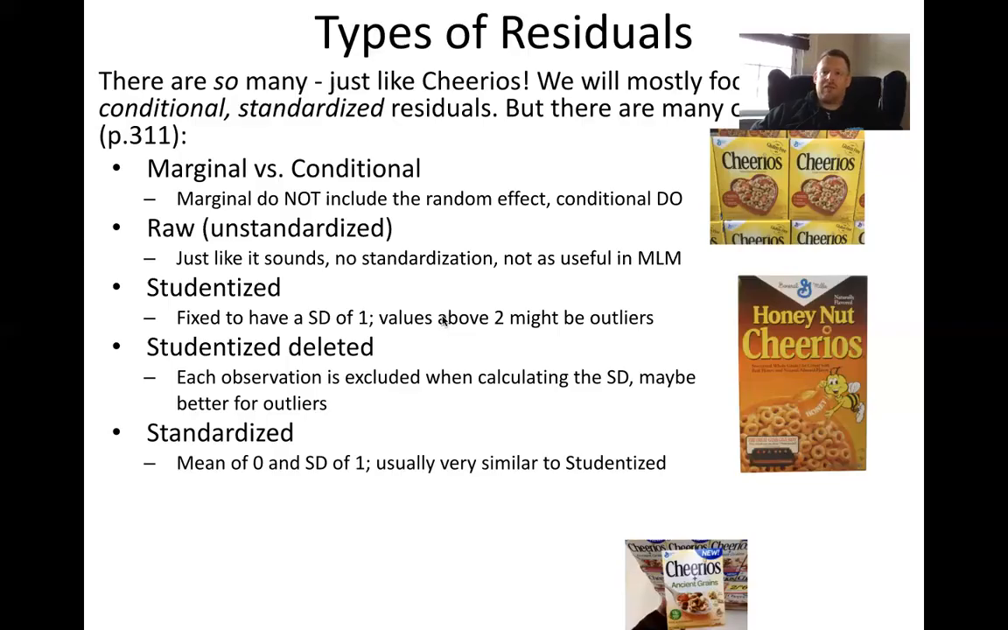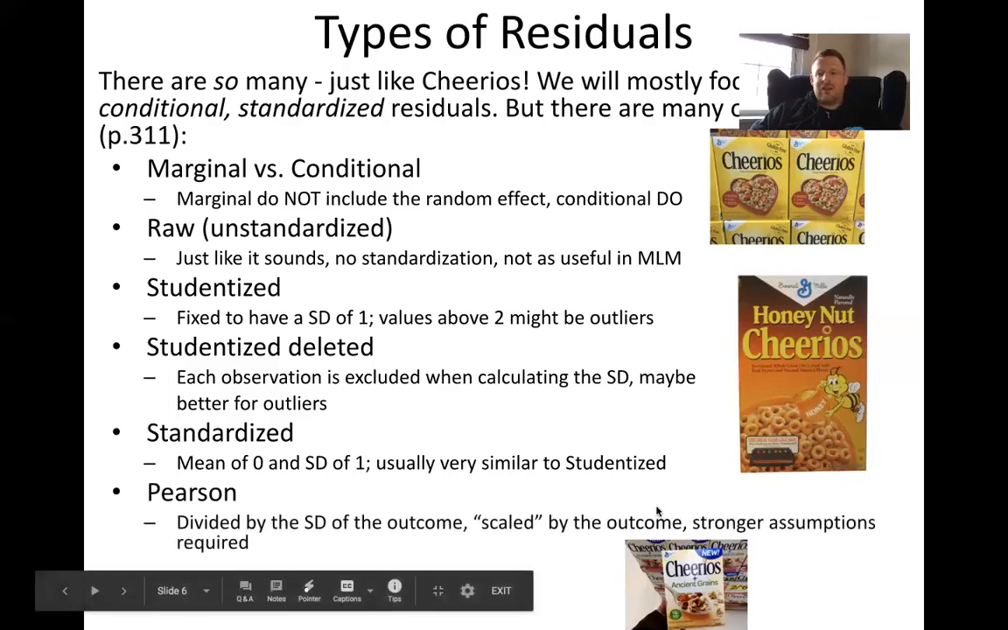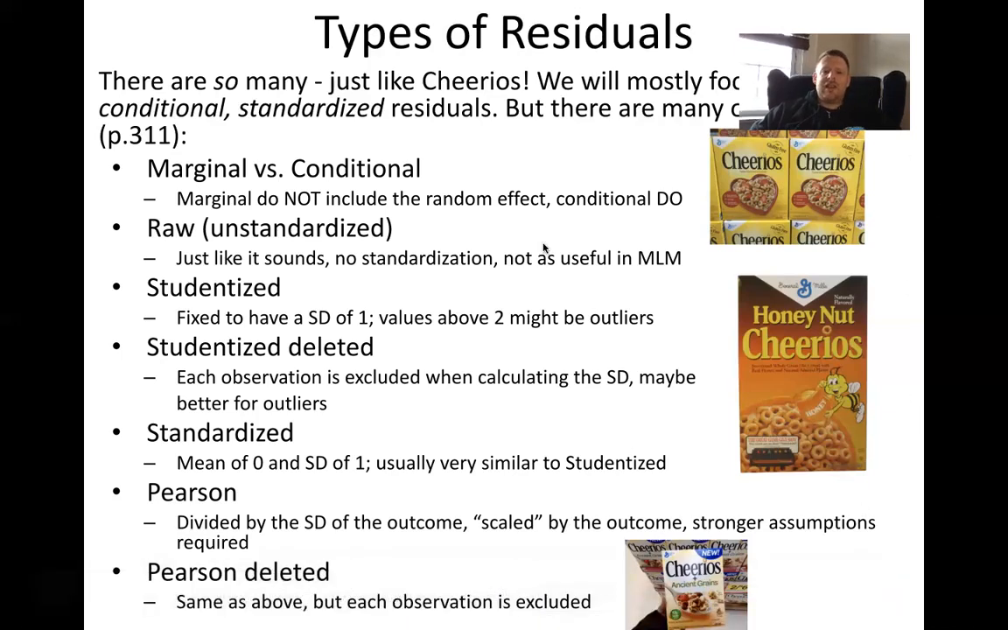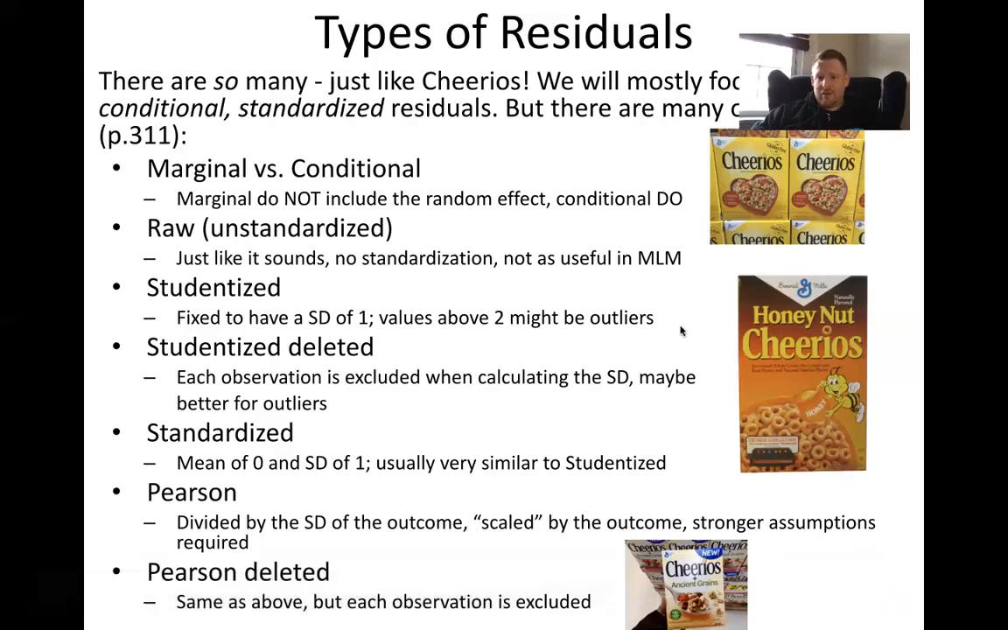If they don't, that means that there might be some issues with normality. So that's the one I tend to prefer. There's also a Pearson residual, and that one is scaled according to the metric of the outcome, and then Pearson deleted. So lots of different residuals. The key here is if you can get a standardized residual, that's great. That's one that almost everybody knows how to work with. If you can get a conditional standardized residual, that's even better. But really, any of these will help you do what you need to do to check the assumptions.